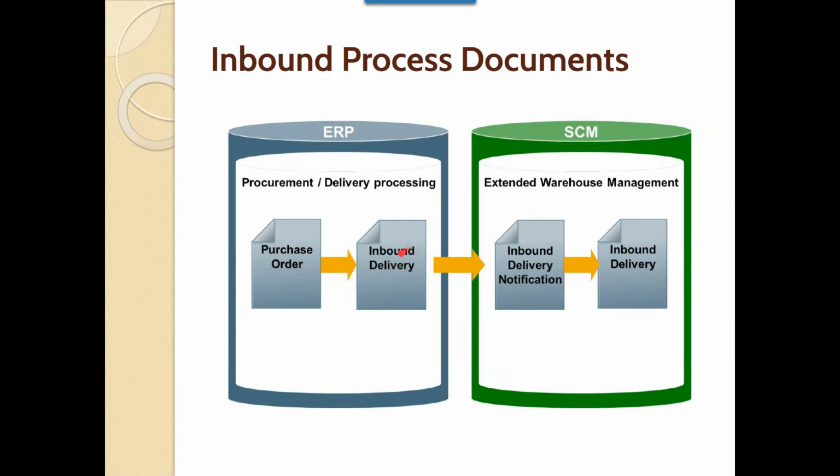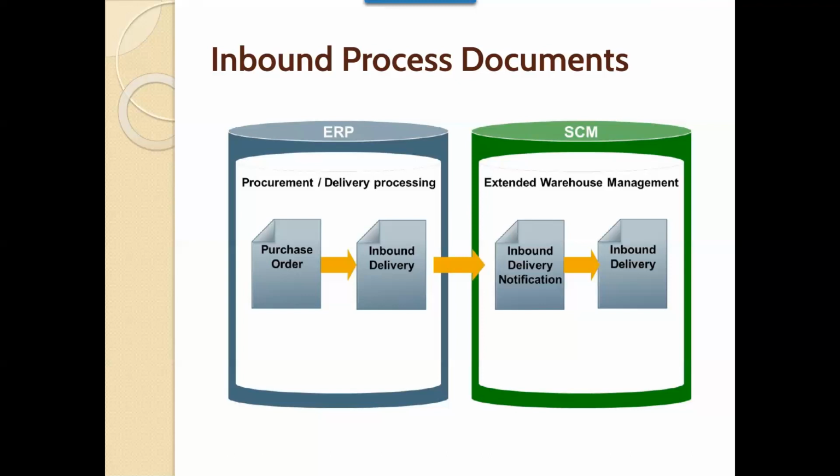Once the inbound delivery is created, that is normally called an advance shipping notification. But this advance shipping notification is created and sent to EWM automatically based on some configuration. Your planned storage location is assigned to a warehouse. That warehouse is assigned to the EWM warehouse. So based on that, it is going to transfer this data. Of course, there are other configurations also involved, but when it is transferred to the EWM system, it will be created as an inbound delivery notification.